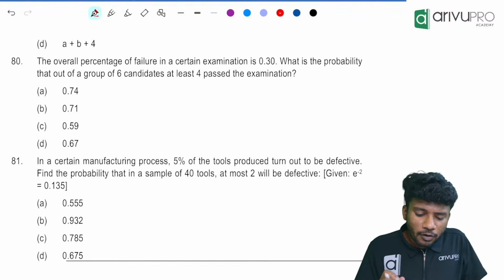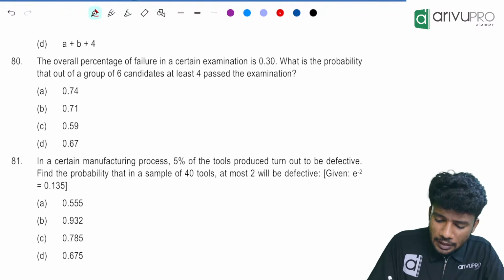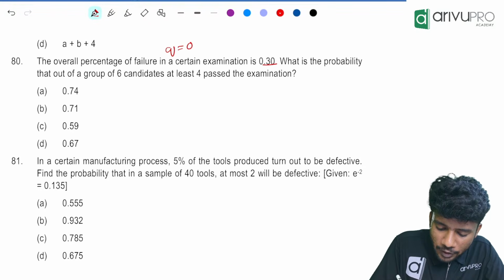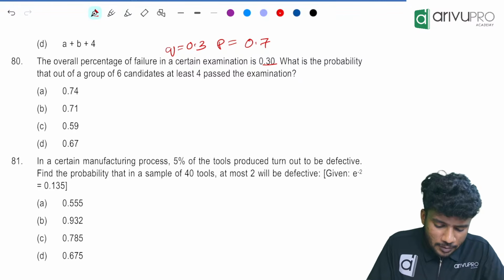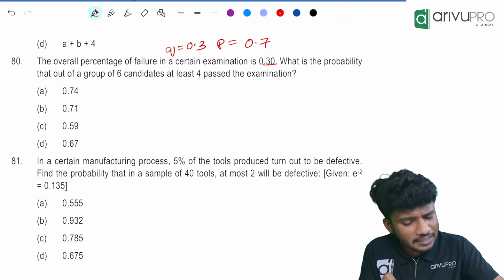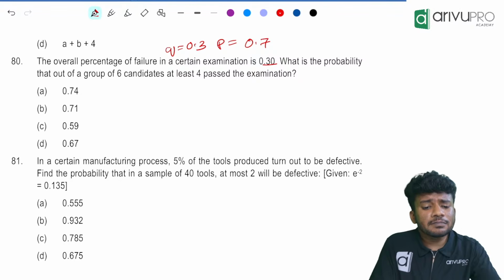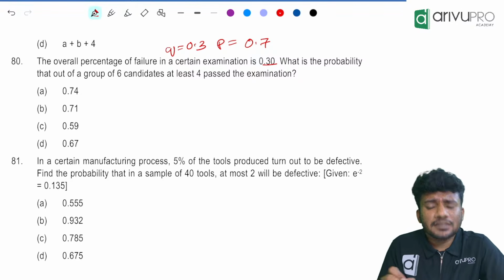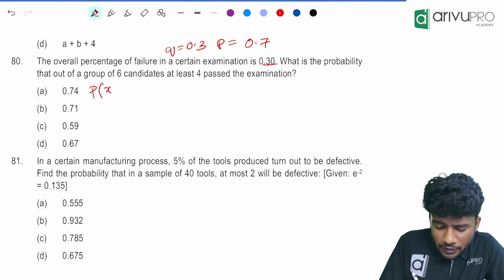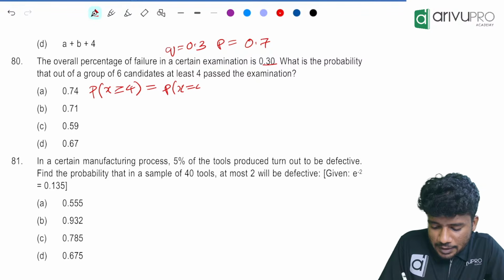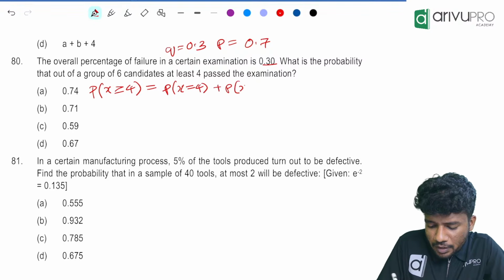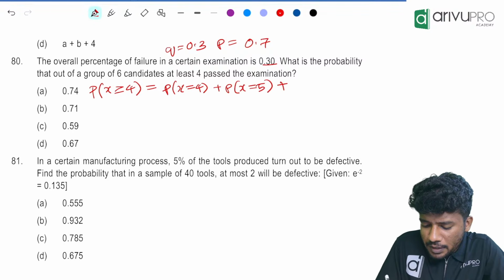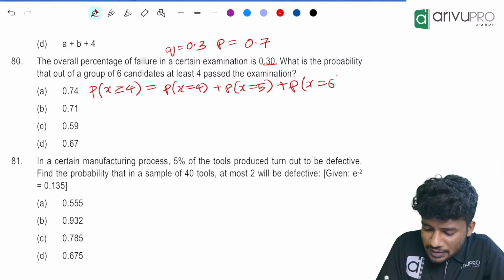Next question, people. Overall percentage of failure. Okay. Q value is how much? 0.3. Then P value is how much? 0.7. What is the probability that out of 6 candidates, at least 4 of them will pass the examination, is the question. At least 4 of them will pass the examination means P of X is greater than or equal to 4. What are the possibilities? P of X is equal to 4, plus P of X is equal to 5, plus P of X is equal to 6.